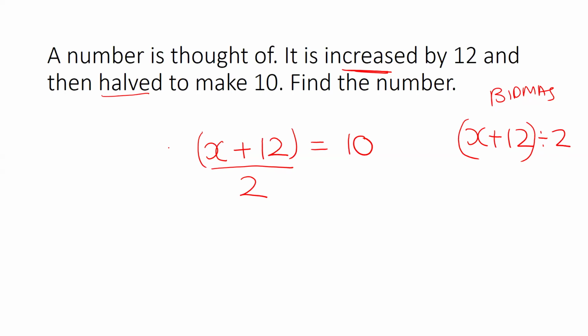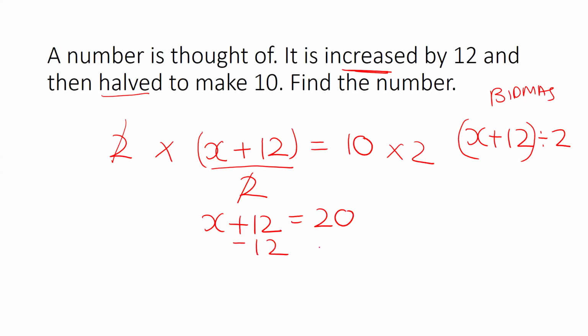Right, in this case, again, we will multiply with 2 because 2 is dividing x plus 12. So the inverse of division is multiplication. So we are going to get rid of our 2. So we are left with x plus 12. There is no need of brackets now, equals to 20. And simply I'm going to take away 12 from both the sides. So I'm left with x equals to 8.